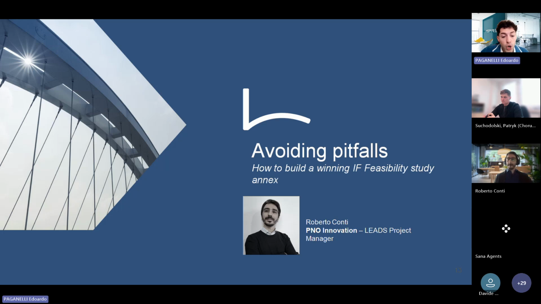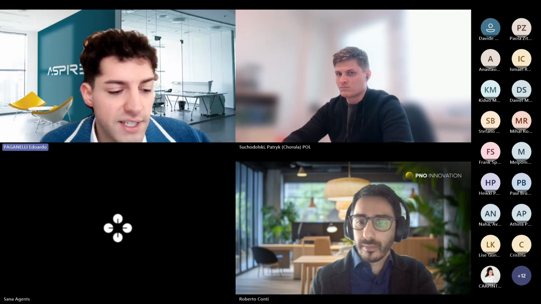I would now give the floor to Roberto Conti, our first speaker. Just a brief presentation: Roberto holds a PhD in green chemistry. He's an innovation consultant at P&O and is mainly focused on Innovation Fund projects and on other programs in the field of energy and environment, such as Horizon, CEF, and LIFE. And as aforementioned, he's the project manager of LEADS. I will now give the floor to Roberto.